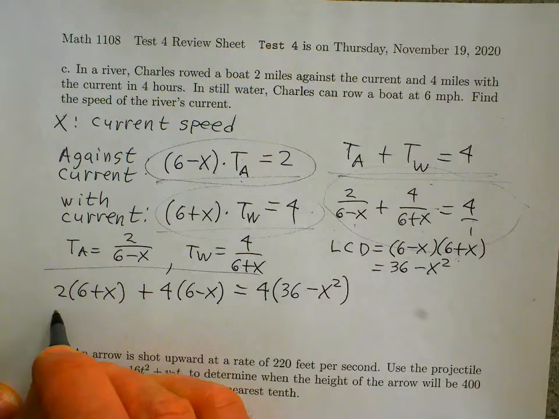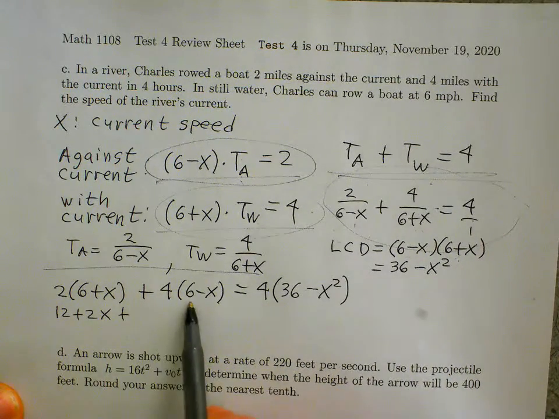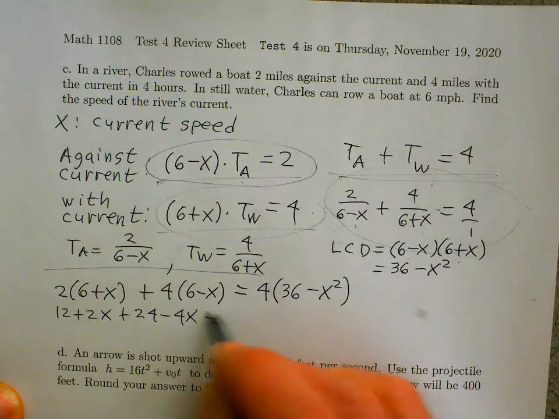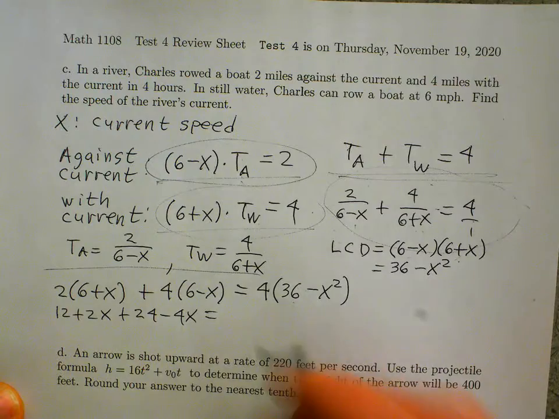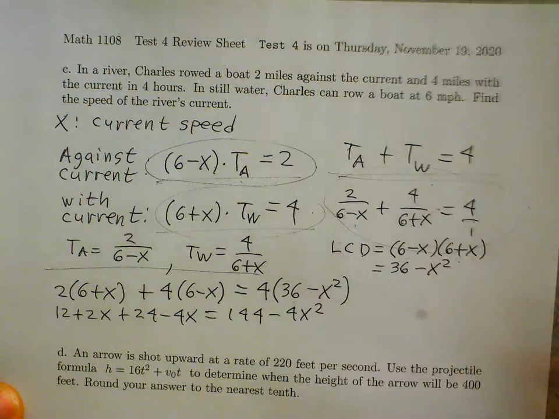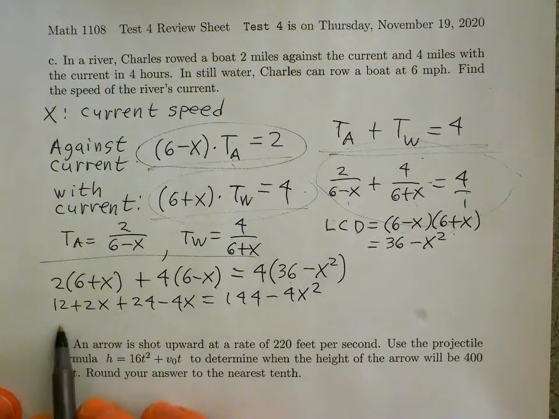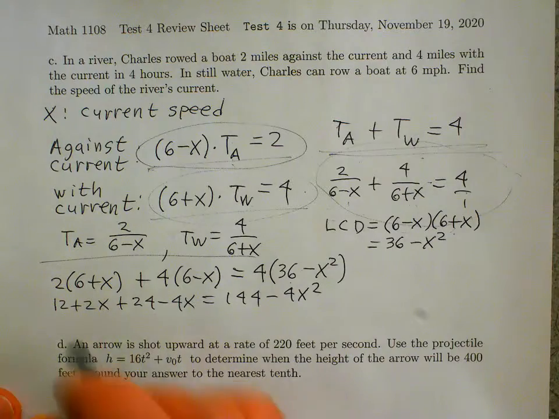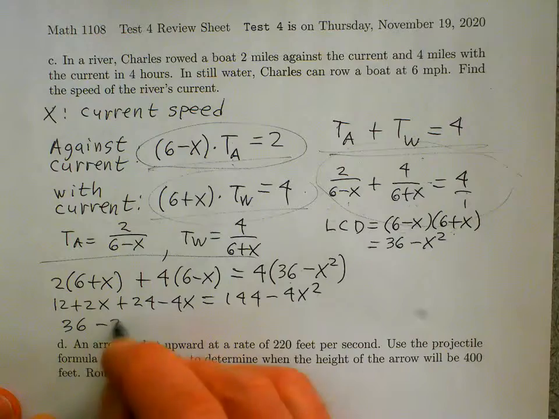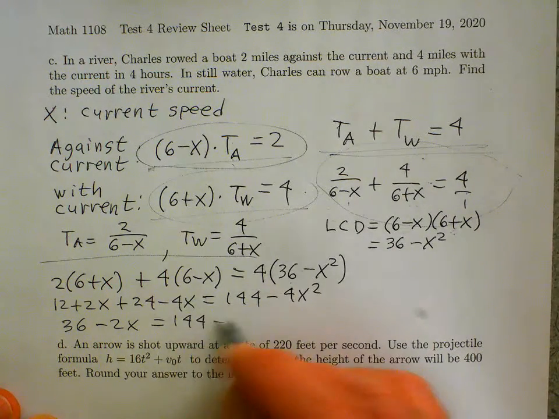So 2 times 6 plus x is 12 plus 2x. And then plus 4 times 6 minus x is plus 24 minus 4x. On the right-hand side, 4 times 36 is 144, and then minus 4x squared. Combining like terms on the left-hand side, 12 plus 24 is 36, and plus 2x minus 4x is minus 2x. And that's equal to 144 minus 4x squared.